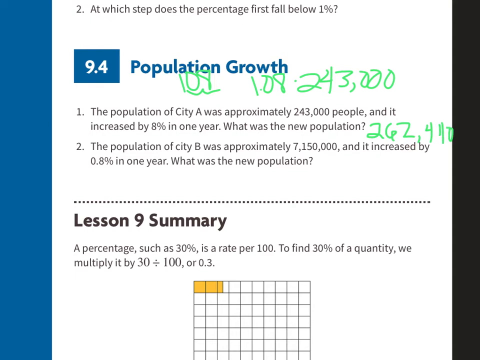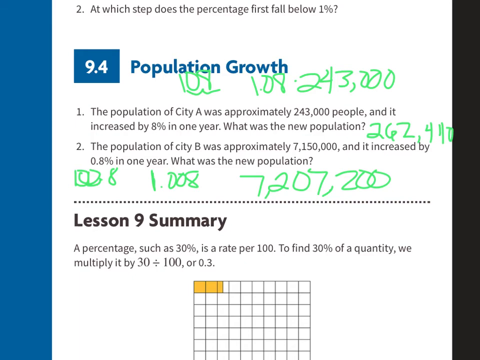Okay. Letter number 2. The population of City B was approximately 7,150,000, and it increased by 0.8%. So if we go 100% plus 0.8, it's 100.8%. So if we move the decimal over twice as a decimal, it's 1.008. And then we're going to multiply that by 7 million. So 1.008 times 7,150,000, and I get 7,207,200. Okay? So move the decimal over twice, multiply it, you're done.